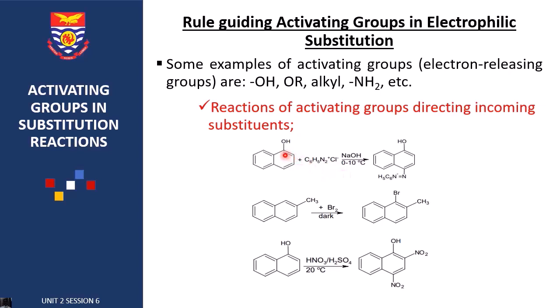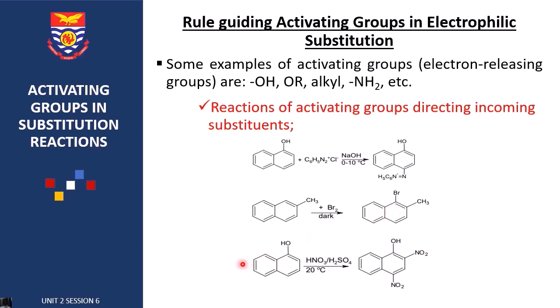So if the activating group is at carbon number 1, it directs all incoming groups to carbon number 4, and that becomes the major product. And if it's at carbon number 2, it directs all incoming substituents to carbon number 1. So please take note of these two things.